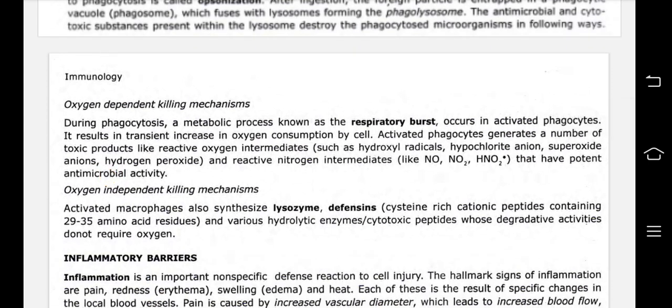First, oxygen-dependent killing mechanisms. During phagocytosis, a metabolic process known as the respiratory burst occurs in activated phagocytes. It results in transient increase in oxygen consumption by cell.